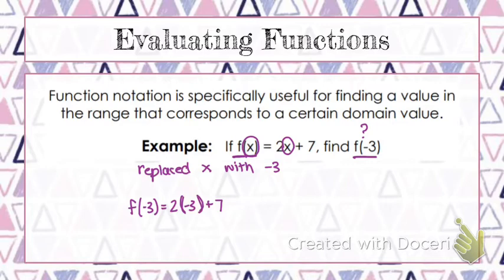Okay, so 2 times negative 3 is negative 6. Negative 6 plus 7 is positive 1. So we get f of negative 3 equals 1. And this is the same as saying if x is negative 3, then y is 1. That would be the same computation. This is just another way of writing it.